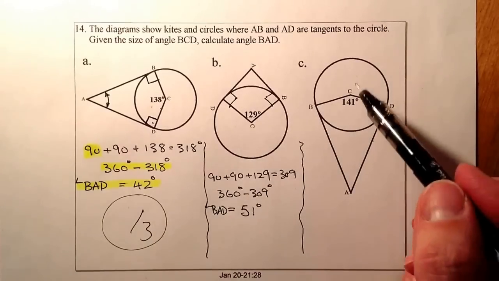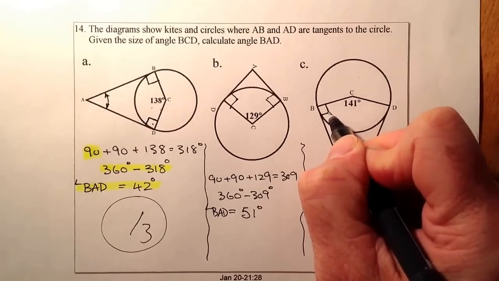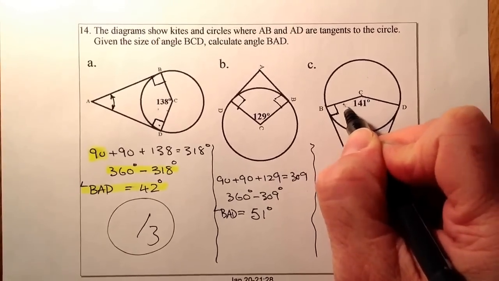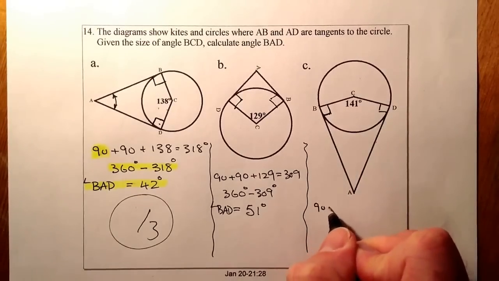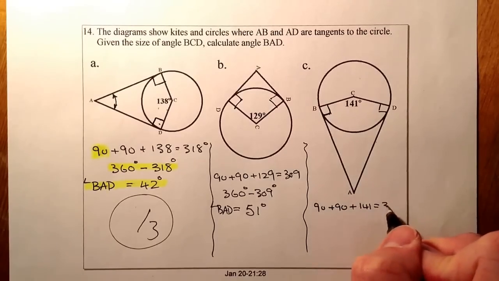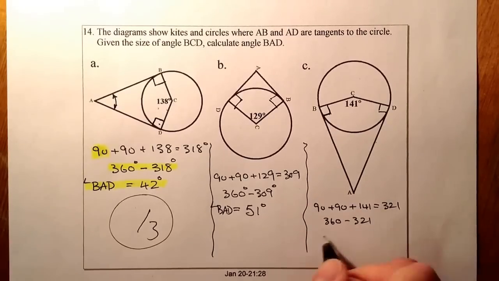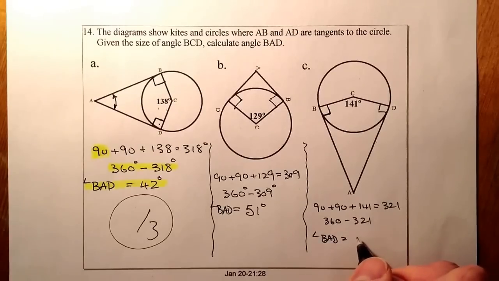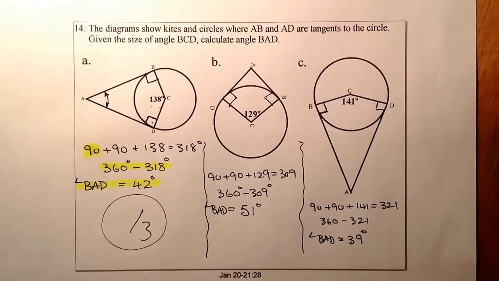Right, so let's go on to 14C, and again, I know that if that's a tangent will meet here, especially when that's the centre of the circle, meet it at right angles. So 90 plus 90 plus 141 will give me 321. I'll subtract 321 from the 360, and what that should leave me with is the angle that I'm after, angle BAD, is going to be equal to 39 degrees. Okay, so that's out of 3 marks for question 14. Let's look at 15.